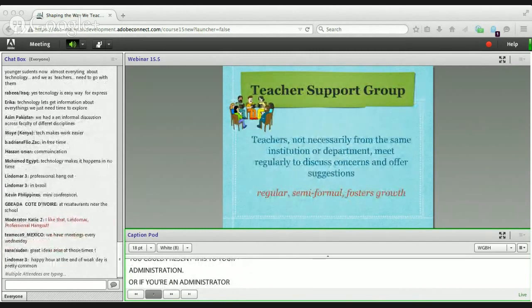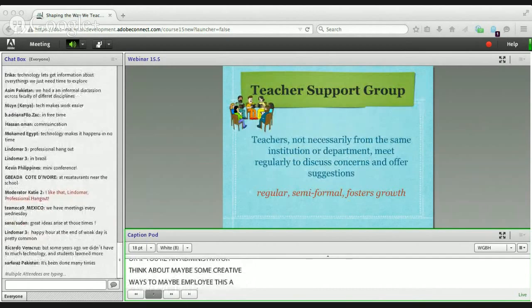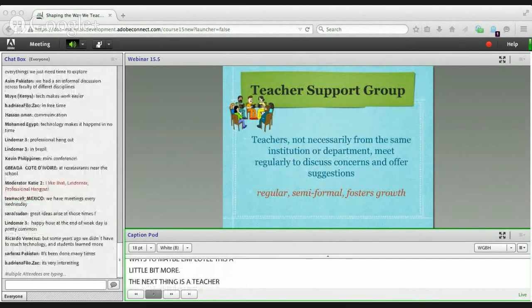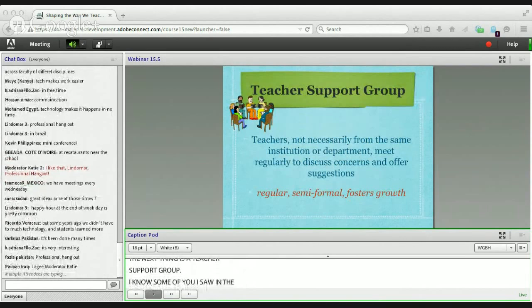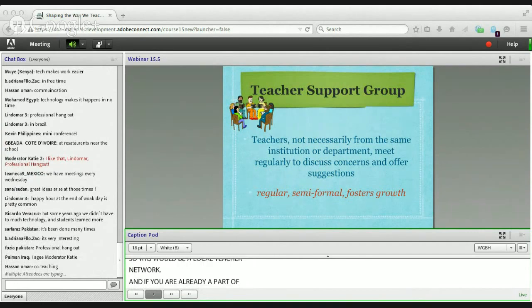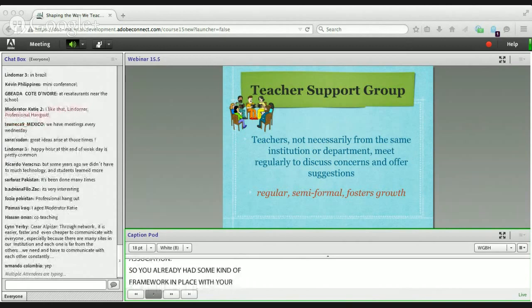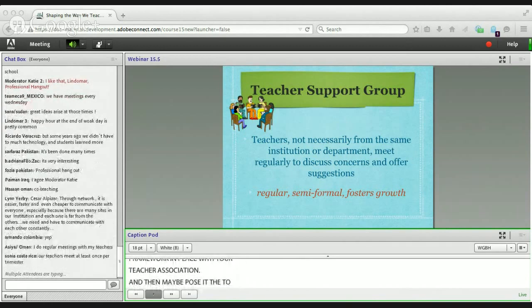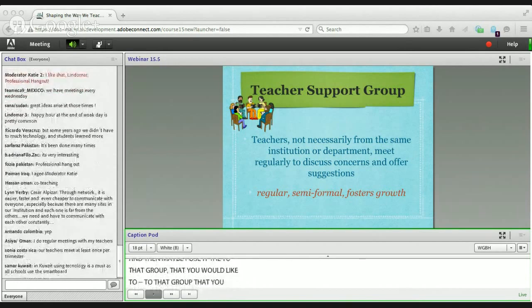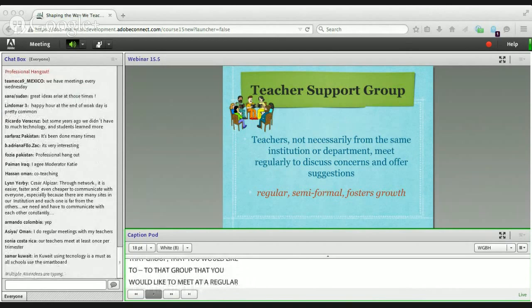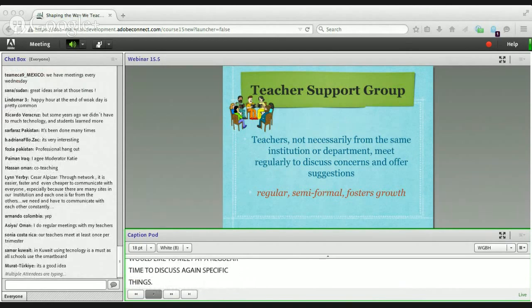Okay, so the next thing is a teacher support group. And I know some of you I saw in the chat box were mentioning things like this. So this would be a local teacher network, and if you're already a part of a teacher association, then this could be an extension of that association. So you already have some kind of framework in place with your teacher association, and then maybe pose it to that group that you would like to start a support group that meets at a regular time to discuss, again, specific things. So these might be teachers that are not necessarily from the same institution or department, but you meet regularly to discuss concerns or offer suggestions.